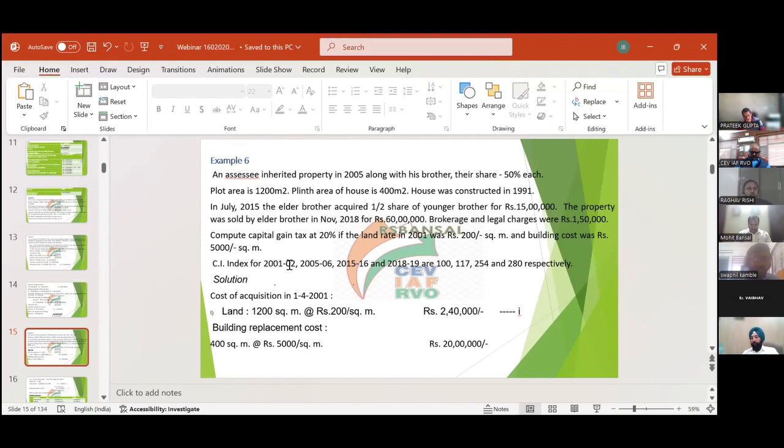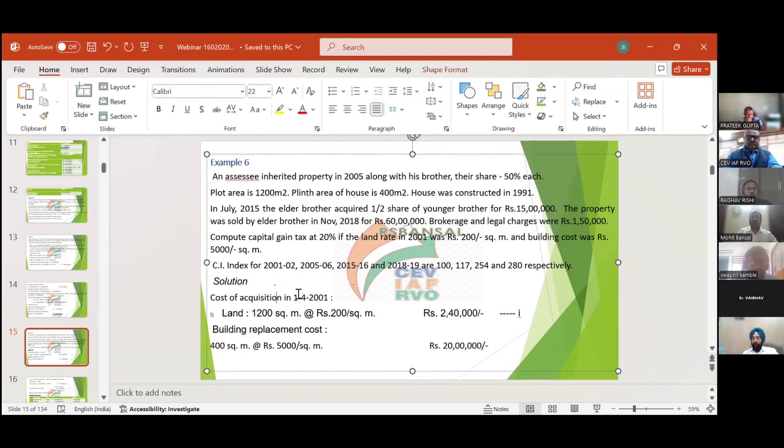Cost inflation index for 2001, 2015-16 and 2018-19 are 100, 254 and 280 respectively. This is given to you. See, many times you may get this type of assignment in your day-to-day work. We are just taking certain practical examples. So we will be discussing only the basic part here. The first thing is you have to calculate cost of acquisition. Cost of acquisition as on 1st April 2001, land is 1200 square meter and land rate is 200 per square meter. It comes out to be 2,40,000.